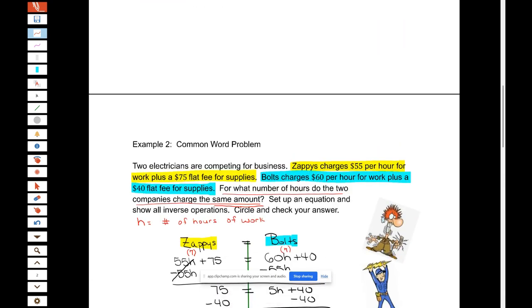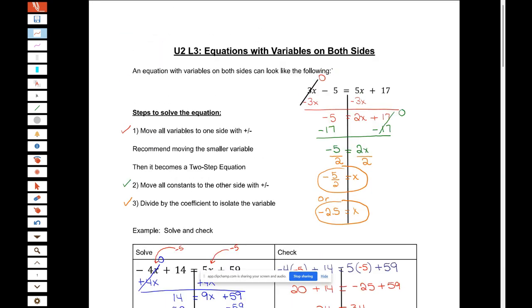Okay, so that is the end of this lesson of just solving simple equations with variables on both sides. Join us for the next lesson, in which we are going to solve multi-step equations with variables on both sides and look at some examples of that.